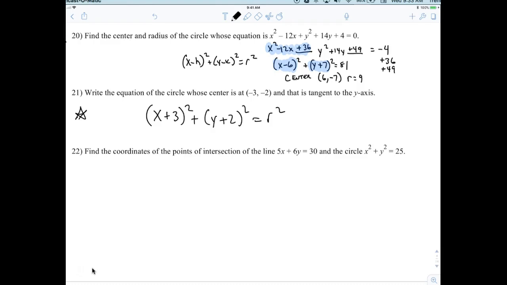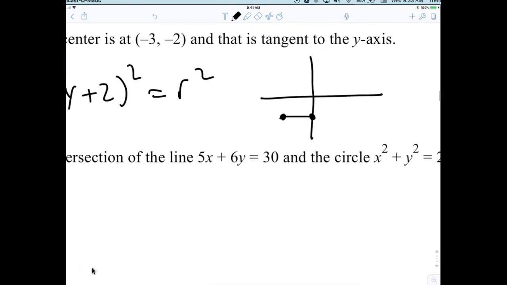So here's how I want you to think about it. If you're just generalizing, the center is -3, -2, which would put it about right here. Everybody agreeing with me? All right. So if it's tangent to the y-axis, that means from here to here is what they're referring to. Everybody agree with that? So that distance is what? 3. That distance is 3. The radius is 3. All right. So to put it into the formula is 3 squared, which is 9.